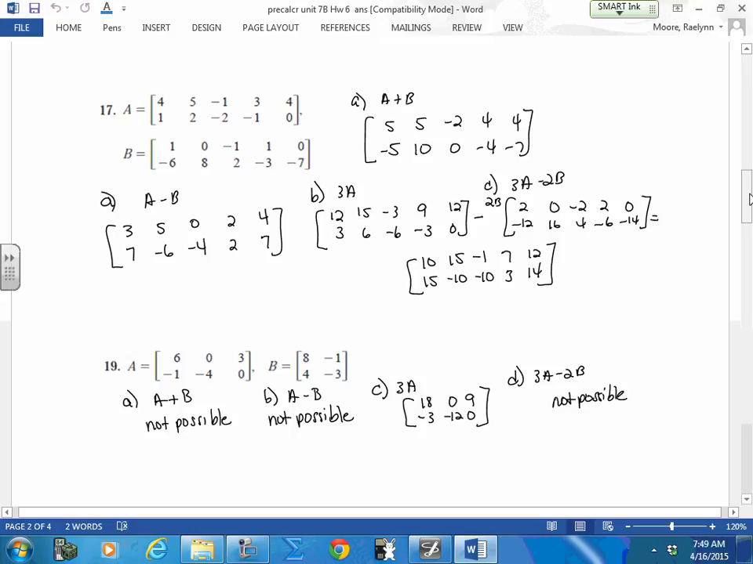Okay. Were you guys okay with these? Number 19 was not possible to do the add or subtract because they're the different order. The multiply, you can do it, but then you can't do the subtract again. It's undefined, not possible. It's probably better to say undefined. Okay.